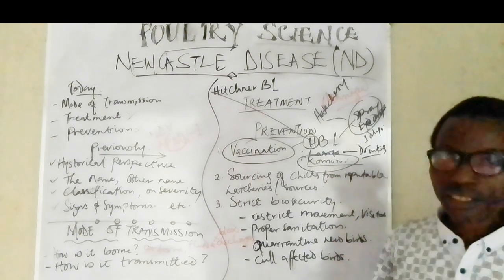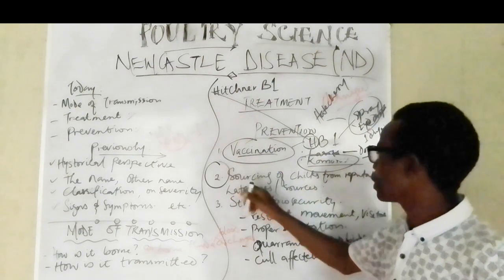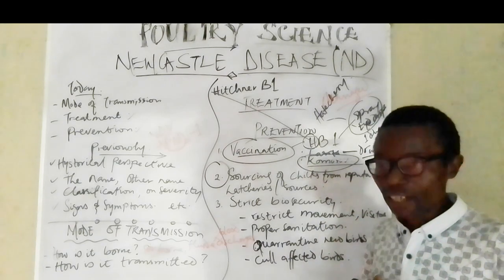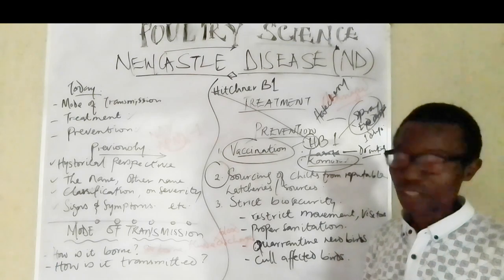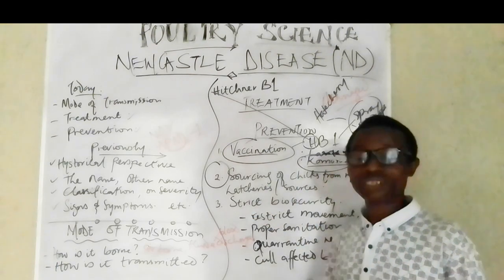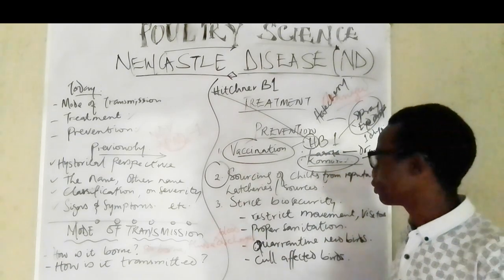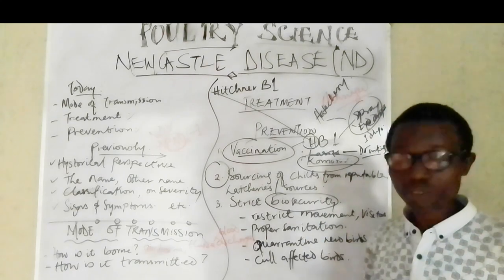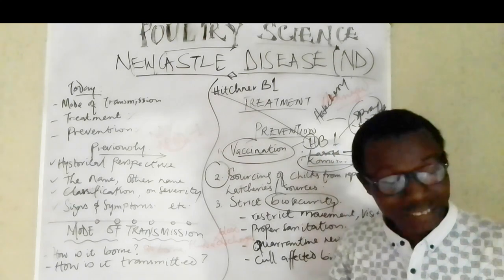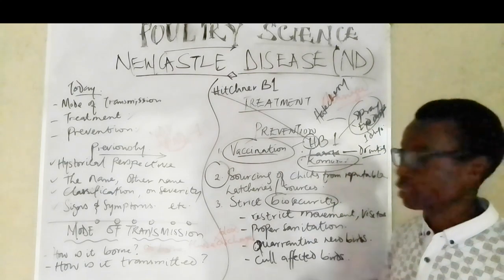And then another very important thing if you want to prevent Newcastle disease is the source, the beginning. Where do you source your chicks? Please do so from reputable hatcheries. There are hatcheries that are standard, at least they try. So just get from reputable ones. If you get it wrong from day one, you're going to get it wrong. Those reputable hatcheries, their level of biosecurity is commendable, and they also administer the HB1 along with Marek's disease vaccine.